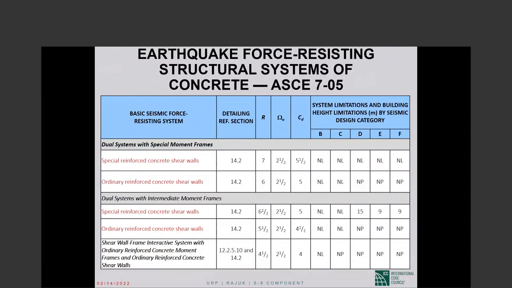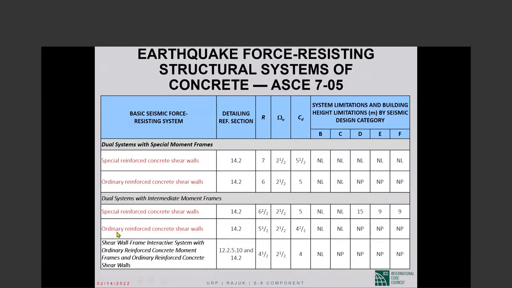Read that one more time. If I choose a dual system comprising intermediate moment frames with special or ordinary shear walls, and the seismic design category is D, how should we detail the frames and shear wall? Should we follow special detailing for frames and shear wall?